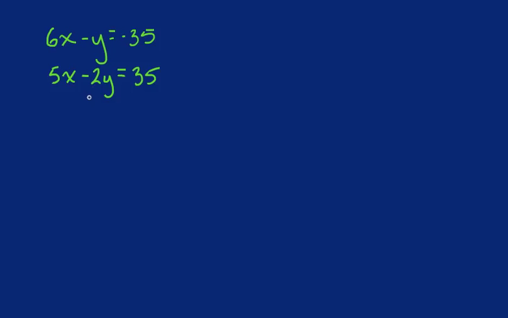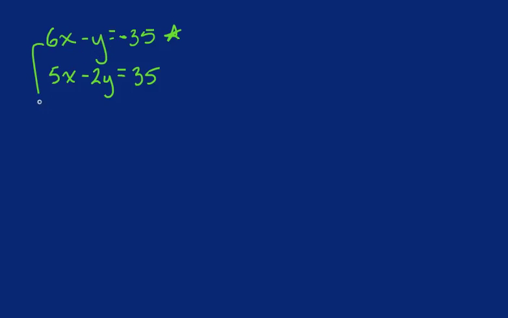So let's look at this problem, solving by using the substitution method. A question that we get is 6x minus y equals negative 35, and 5x minus 2y is equal to 35. So if we look at this one right here, let's put a star next to that one. The main thing with substitution is you want to isolate a variable.